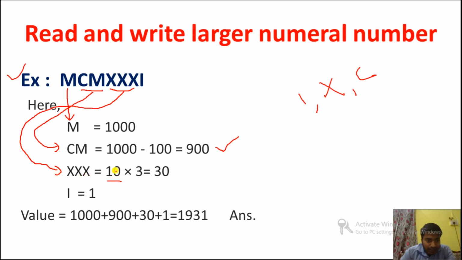Now take X, and the value of X you know very well, 10, and this is repeating 3 times. So this will be multiplied by 3. When we multiply, we'll get 30. Now finally we have I, and the value of I is 1. Now what you have to do is add all the numbers. That means 1000 plus 900 plus 30 plus 1. So we got 1931. This is the number of this given Roman numeral. Clear to you?